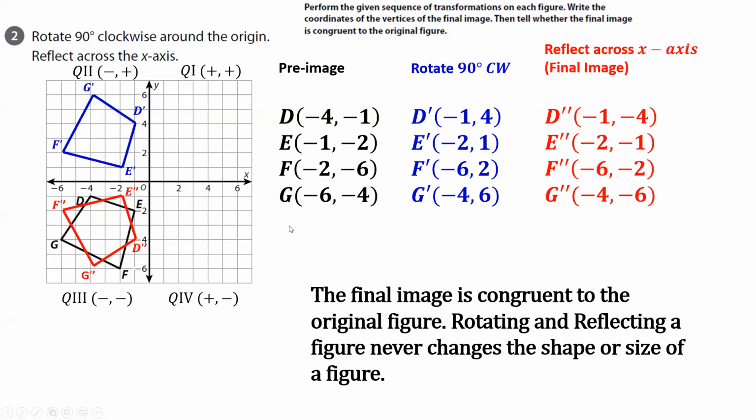So, this one had two different answers. The first answer is the points in red. That's our final image. And then the second part, we had to answer the question about whether it's congruent. And that's what I wrote in the bottom. I kind of wrote two sentences about it.